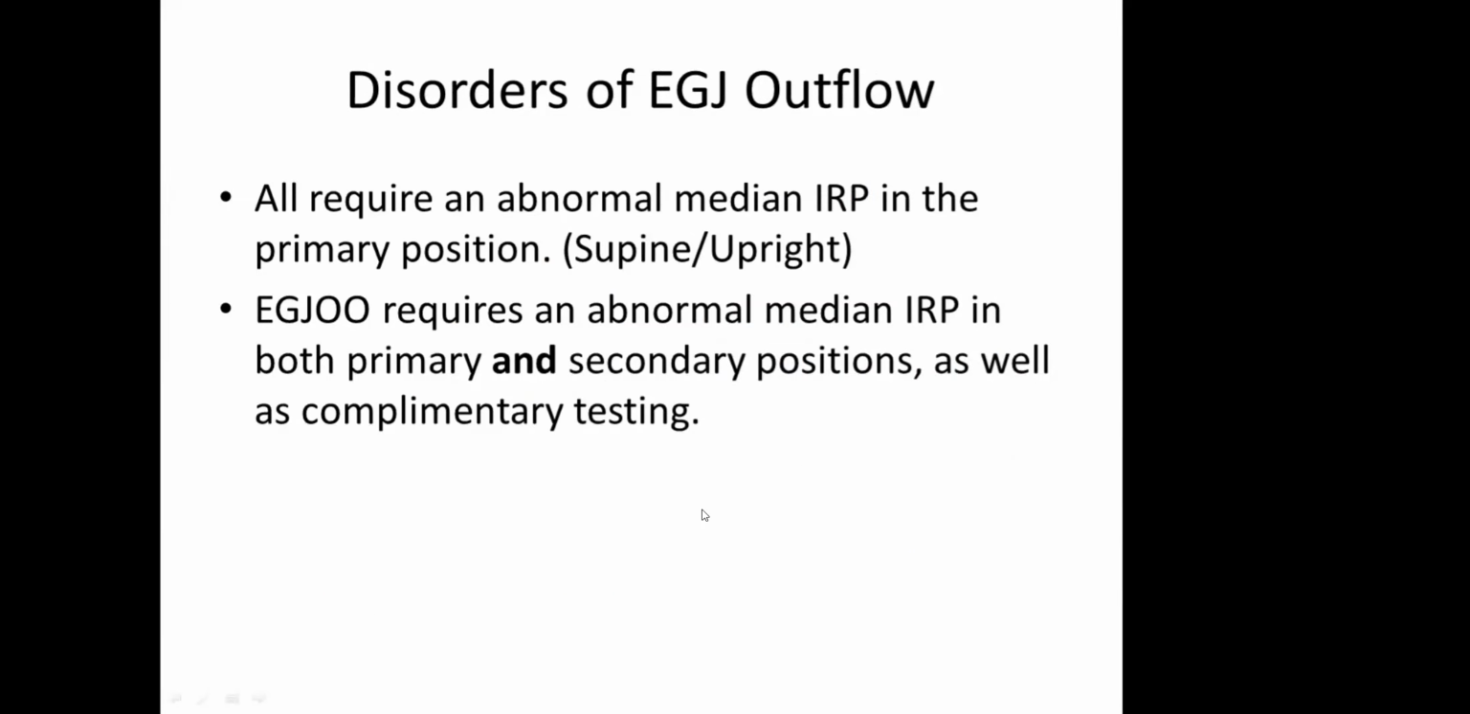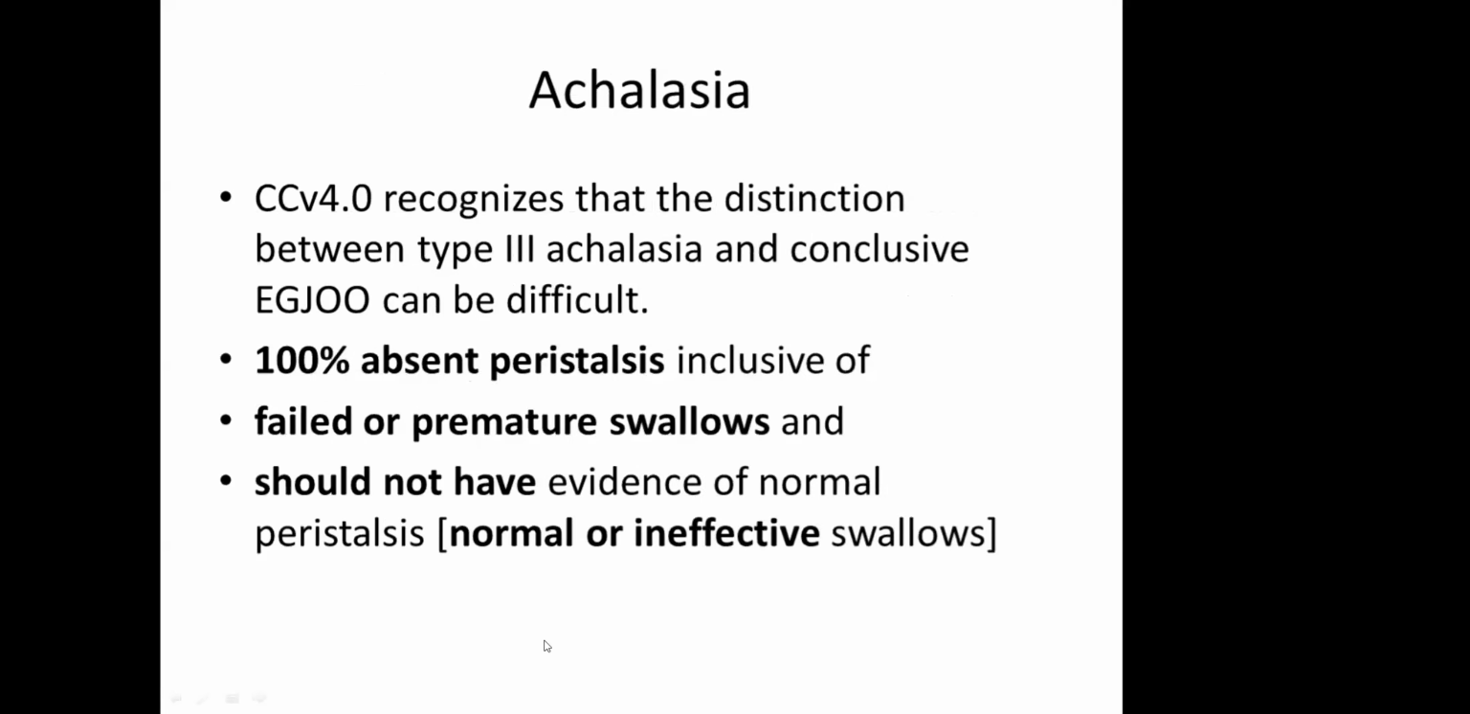So basically, for disorders of EGJ outflow, meaning either achalasia or EGJ outflow obstruction, both require an abnormal median IRP in the primary position, either supine or upright, depending on patient tolerability. And of course, EGJ outflow obstruction requires an abnormal median IRP in both the primary and secondary positions, as well as other complementary testing.